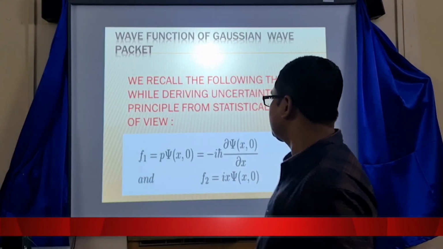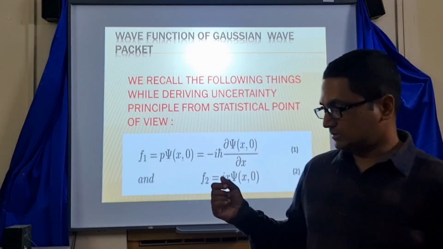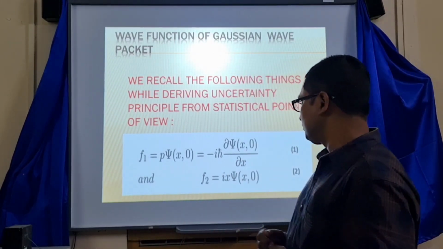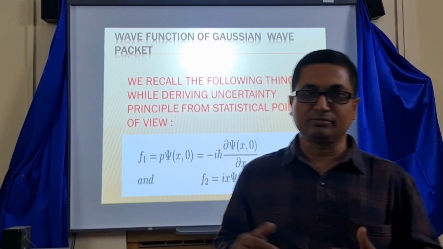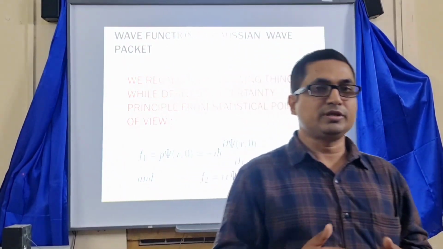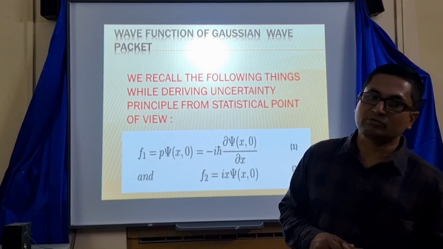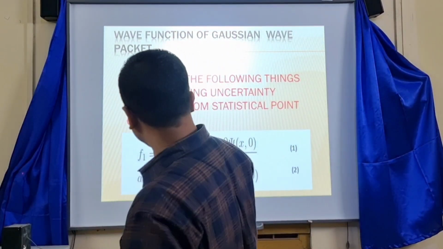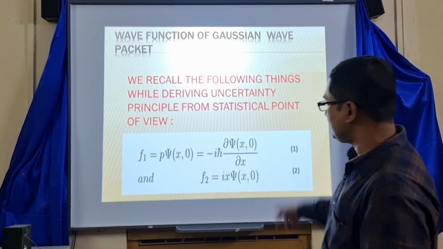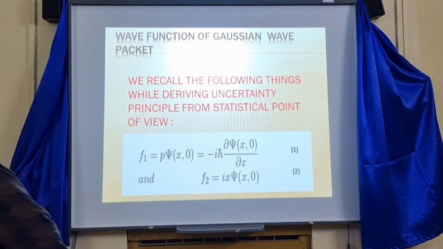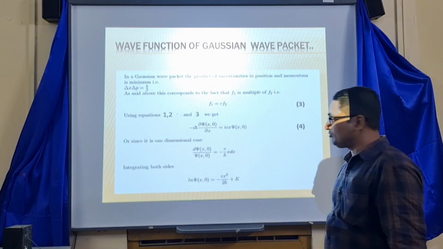So let's recall these things, as I just said a few seconds back, that f1 and f2 are just multiples of each other, and the condition that del x into del p is equal to h bar by 2 is the condition where we can talk about the Gaussian packet. So let's recall equations 1 and 2, those particular functions that we defined in the last video, and then we go for the definition of the Gaussian packet.